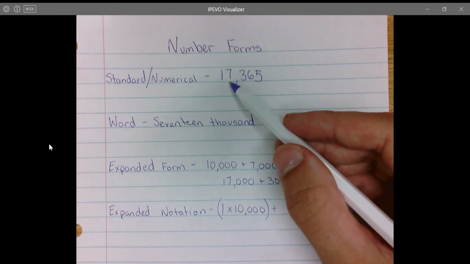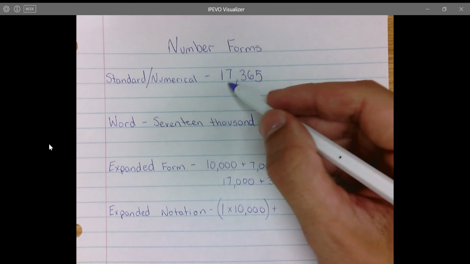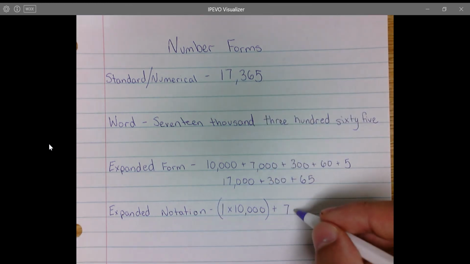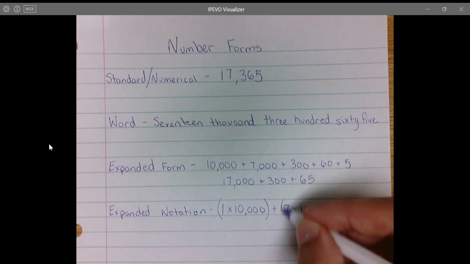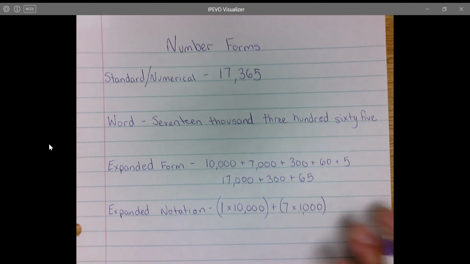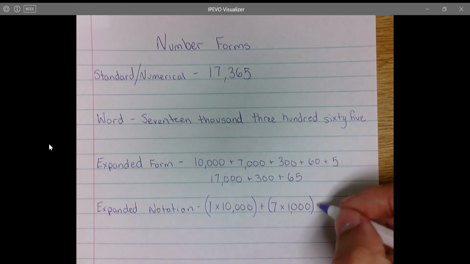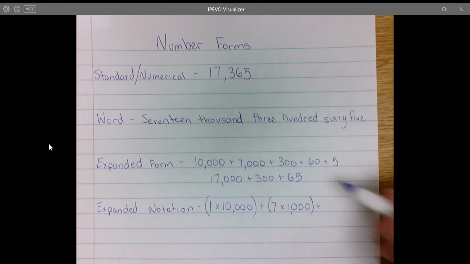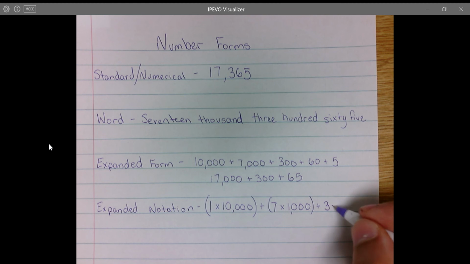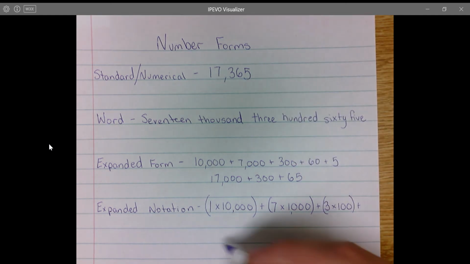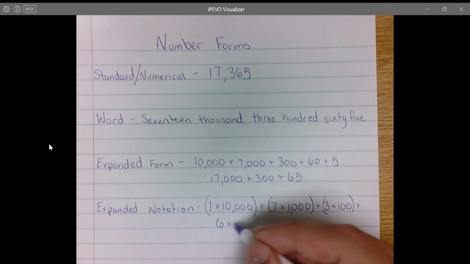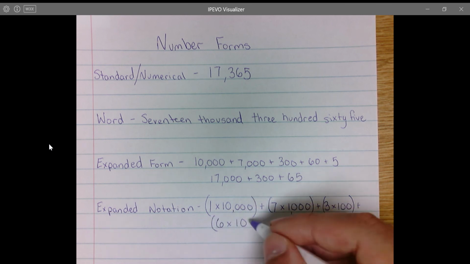How many groups of 1,000 do I have? I have 7 groups of 1,000. So I'd write that as 7 multiplied by 1,000. Continuing into my hundreds, how many groups of 100 do I have? I have 3 groups of 100. So that'd be 3 multiplied by 100. How many groups of 10 do I have? I have 6 groups of 10, so that'd be 6 multiplied by 10.